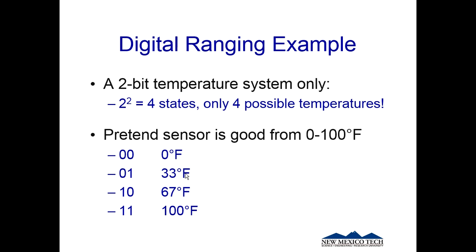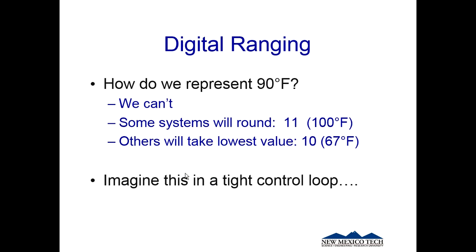So obviously real temperature sensors have more bits than this, but this is just for a demonstration, right? Now suppose you had this awful digital thermometer, and we had to do something like control the temperature of some reactor at 90 degrees Fahrenheit. How would we ever do that? And the answer is we can't. We have no way to represent 90 degrees.